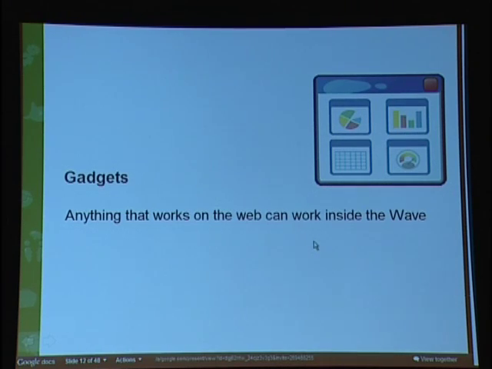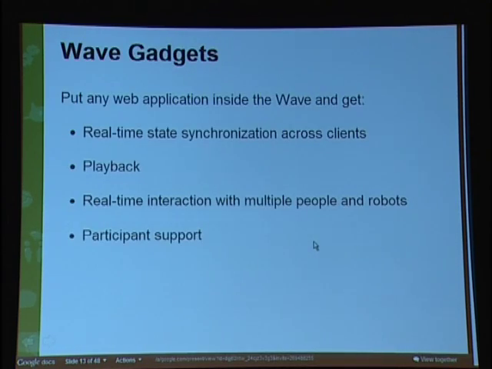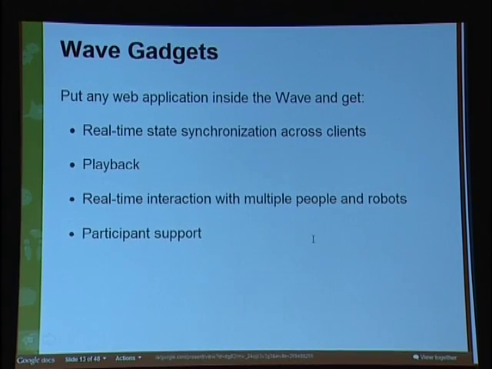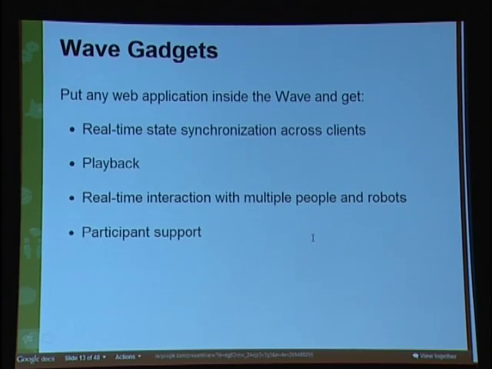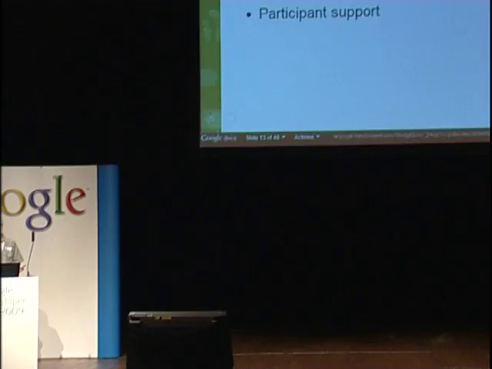So gadgets: anything that works on the web, you can put inside the wave, and that's what gadgets are for. Wave gadgets can get several wave features for free. First of all, when you write an application inside the wave, it has real-time state synchronization across all clients. So this application can interact with multiple users, and the wave infrastructure will automatically synchronize the clients. All you have to do is update the state, and all the clients will receive the same state through the wave. You can get playback, which helps you to see what was happening with the gadget over time, and you get real-time interaction with multiple people and robots.